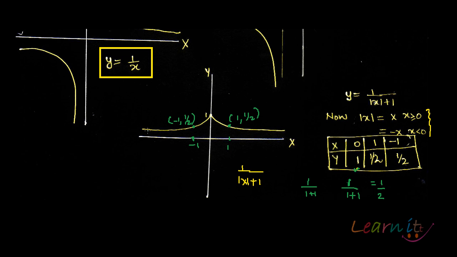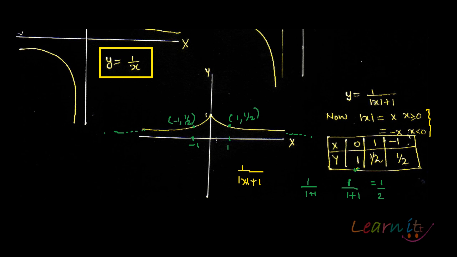They will keep on becoming minute as x increases. As x increases, it will keep on becoming minute. So that will be the graph of 1 upon mod x plus 1. All the y values will be positive.